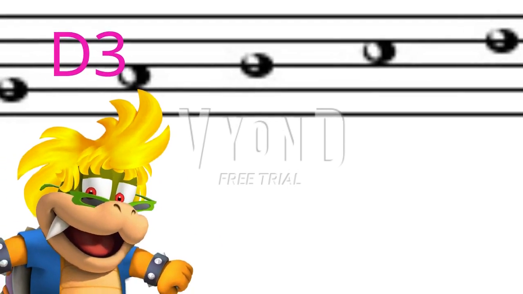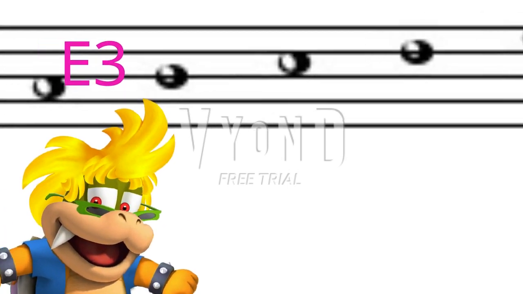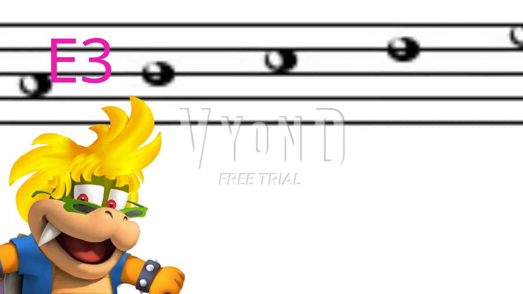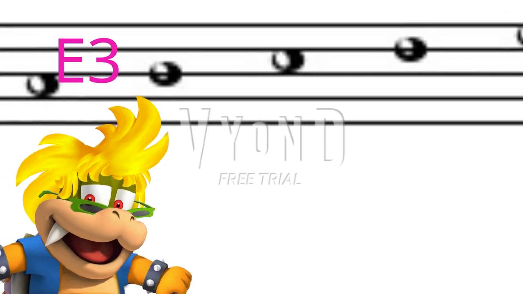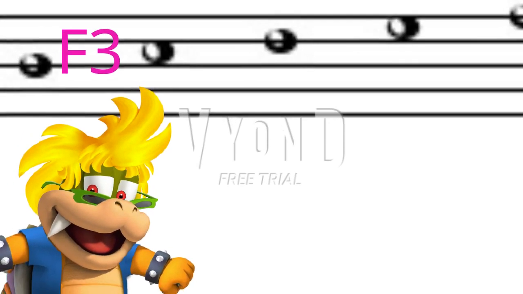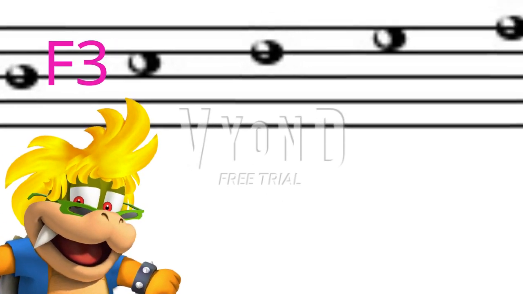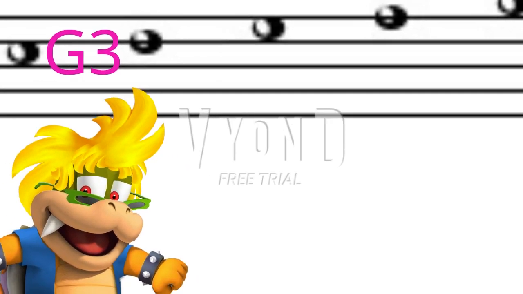D3 is on the third line of the bass staff. E3 is in the third space of the bass staff. F3 is on the fourth line of the bass staff. G3 is in the fourth space of the bass staff.